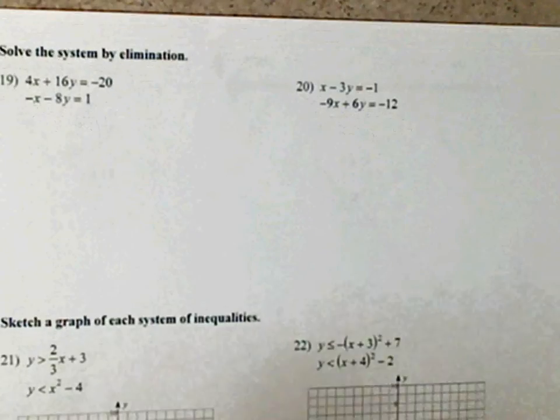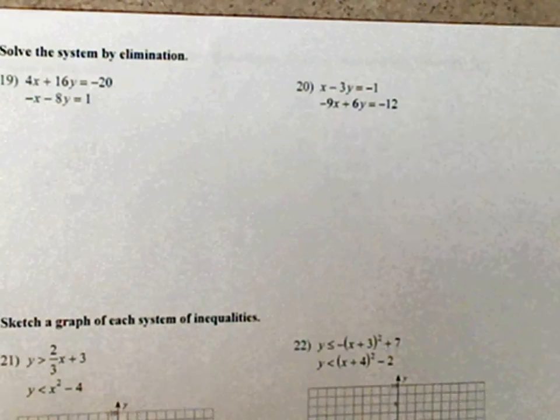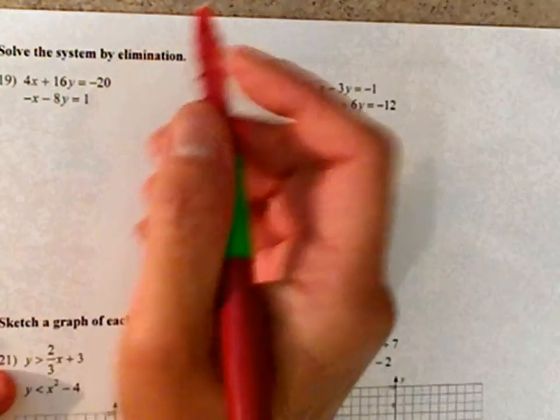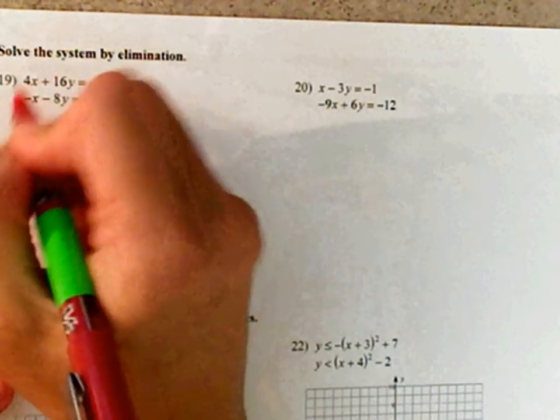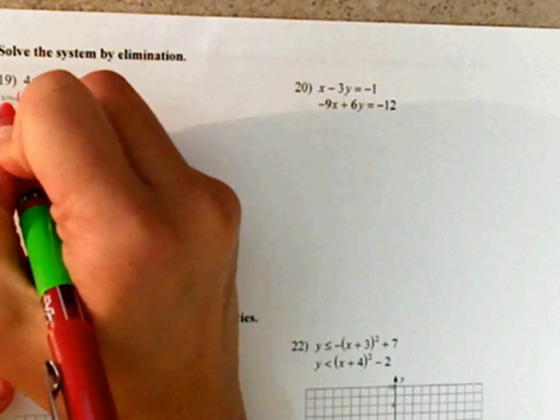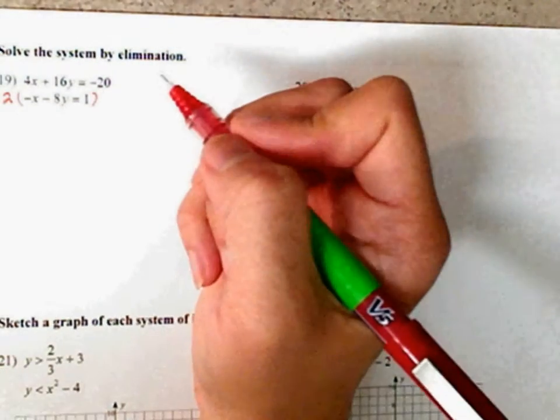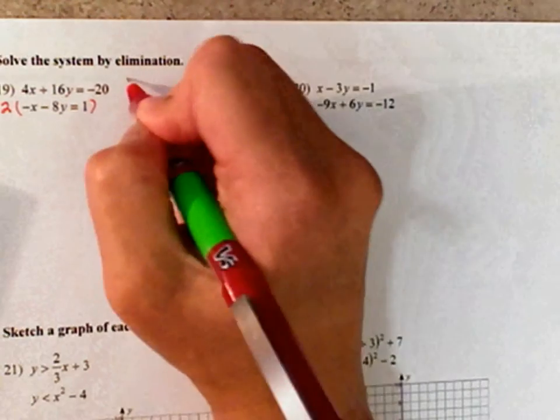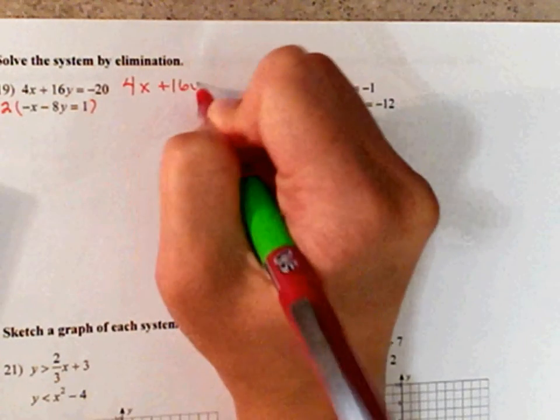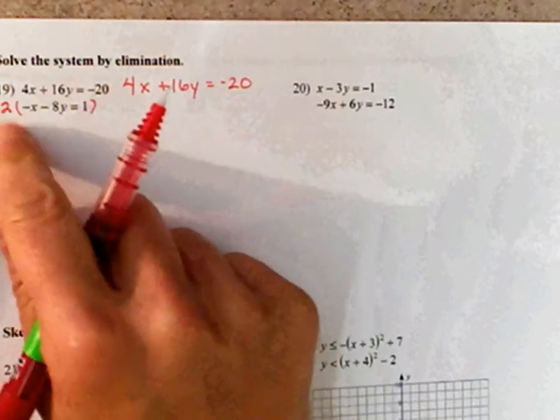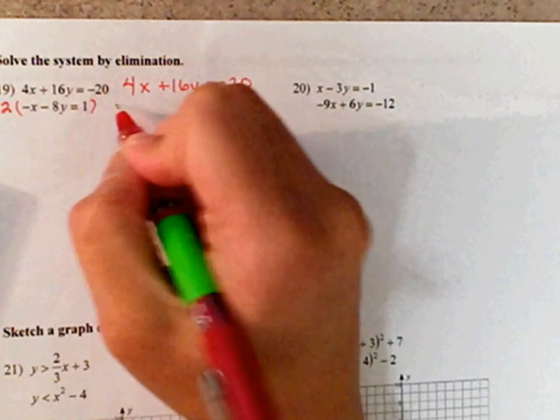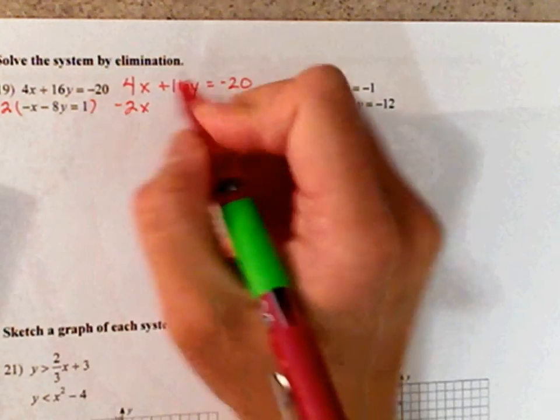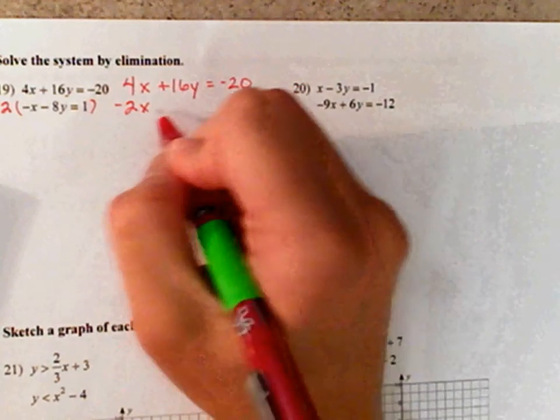Number 19. Now we're going to solve by elimination. That means you're going to get rid of one of them, okay? If you take a look, right now I can't eliminate anything. But what if I multiply this bottom one by 2? So if you need a calculator, go get your calculator, okay? I'm going to rewrite the first one as I see it. 4x plus 16y is equal to negative 20. Distribute. 2 times negative x is negative 2x. 2 times negative 8y is negative 16y. 2 times 1 is 2. Okay?